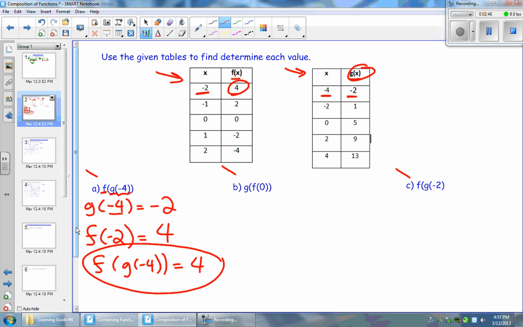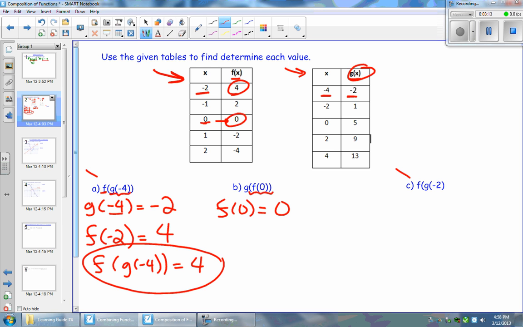Let's take a look at part B. We're going to take the composition of g of f of 0. The first thing you want to do is evaluate what's inside the first function, so what's inside is f of 0. You're going to use your table of values. We're looking at the first table again, and we want to find the corresponding y value when x is equal to 0. That y value is equal to 0.